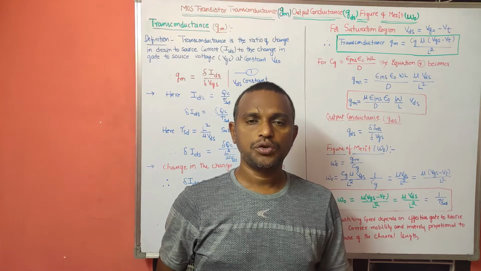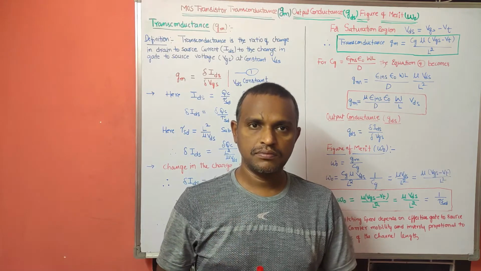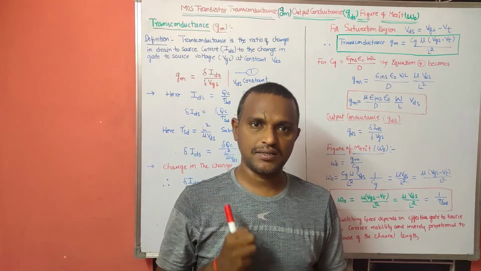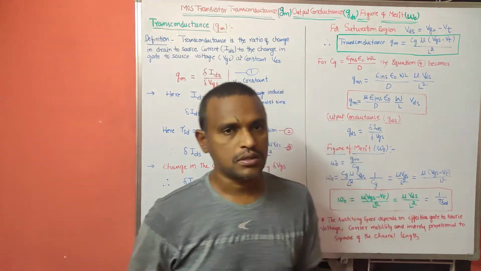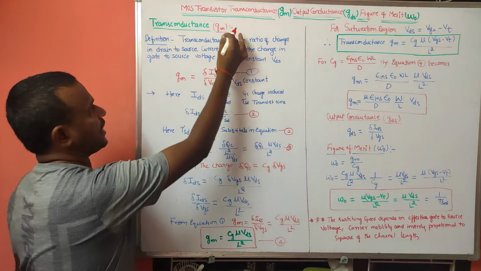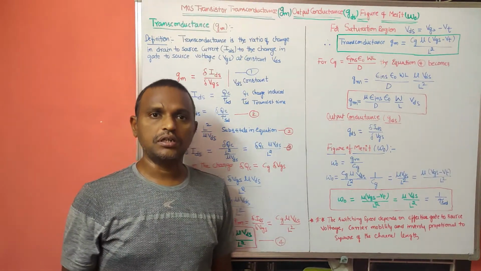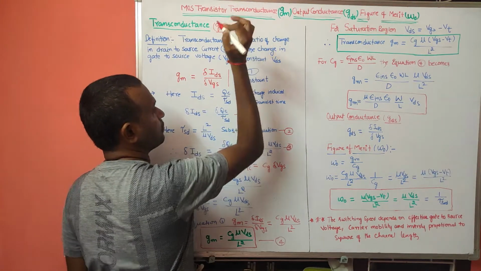Hello everyone. Today I am going to explain about the transconductance, output conductance and figure of merit of MOS transistors. So here the first one is transconductance. Generally transconductance will be represented with the G suffix M. So this is the Gm.